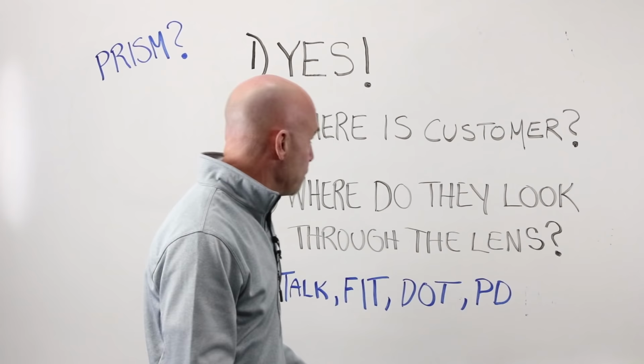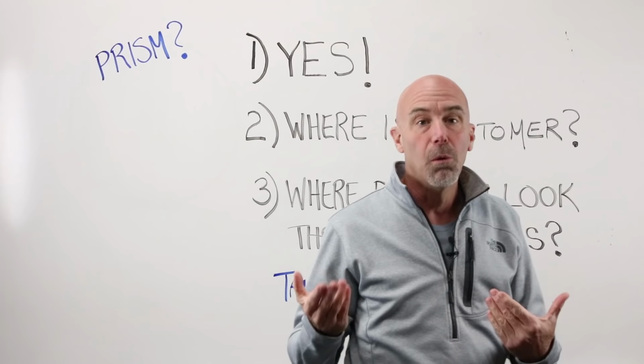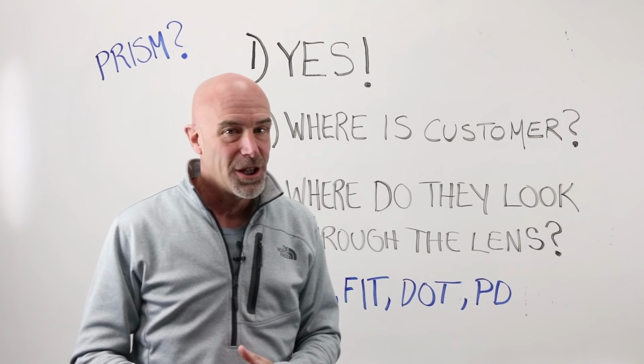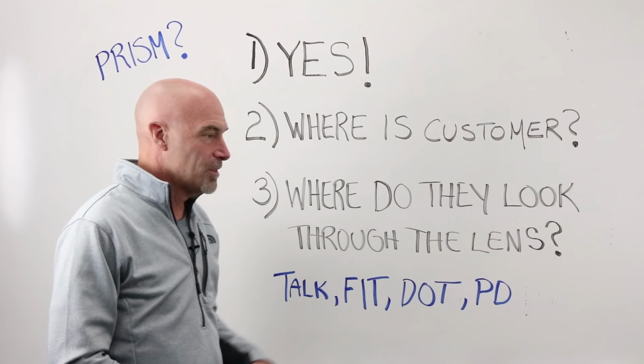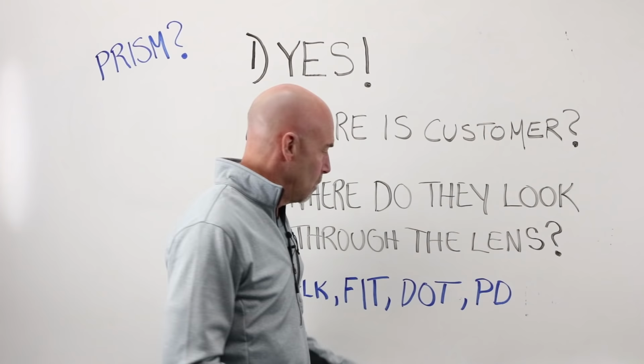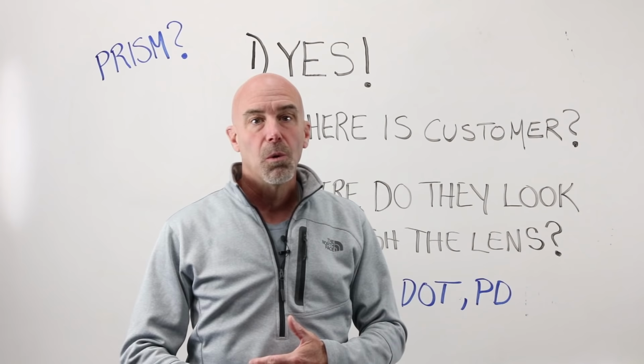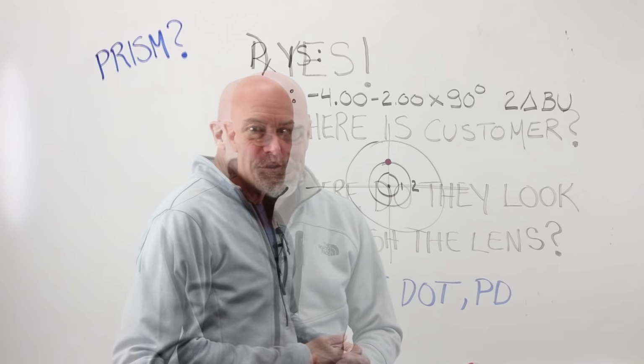That is what we were talking about, that unknown, the new customer, new patient who comes in, and I guarantee sooner or later you're going to have that scenario. So you be prepared. Is there prism? Yes. Number two, where's the customer? Three, where do they look through the lens? Once you've determined that, only then do you head to the lens meter and start figuring out what is in there. Got it? Good. That was the unknown.